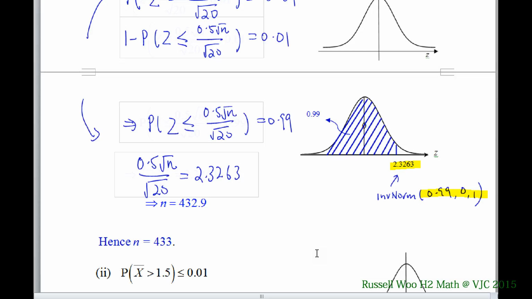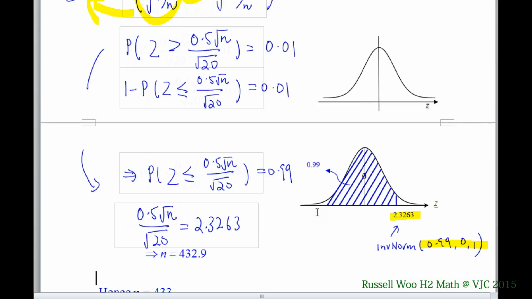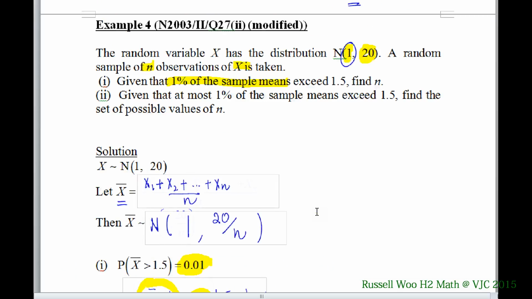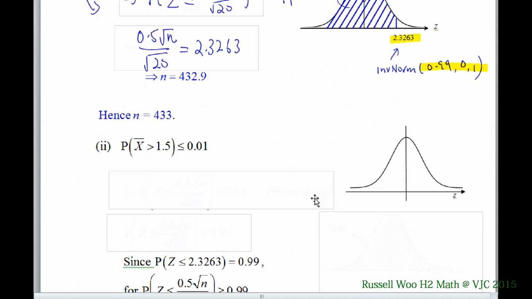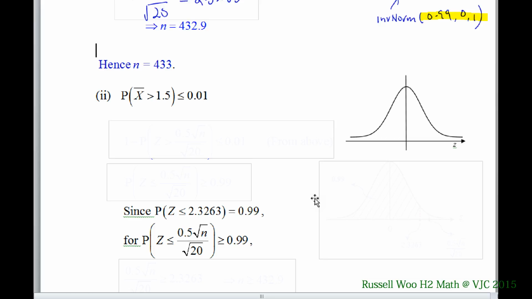Part 2. Part 2 is just a slight difference. Let's read the question. Now, instead of saying 1% of the mean exceed 1.5, now it's at most 1% of the mean. At most 1% of the mean. So this is what we're going to interpret.